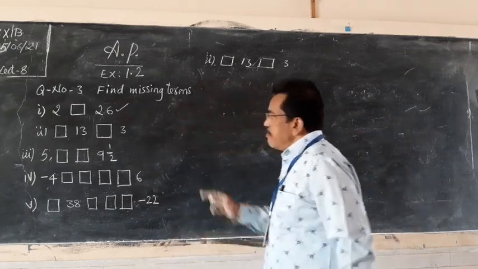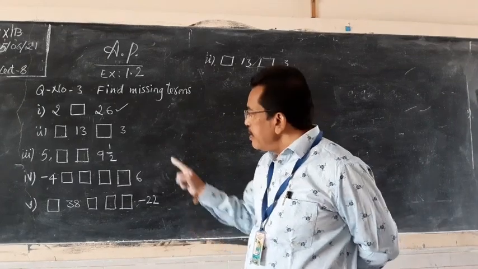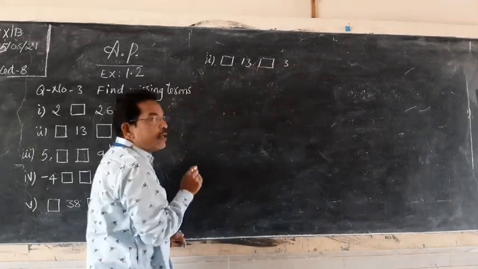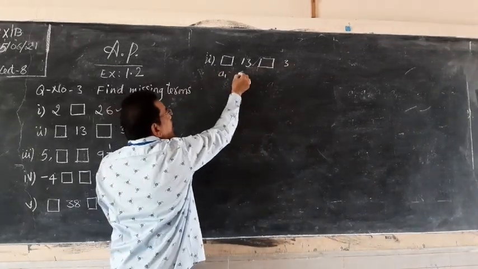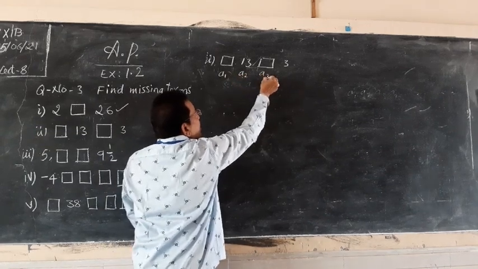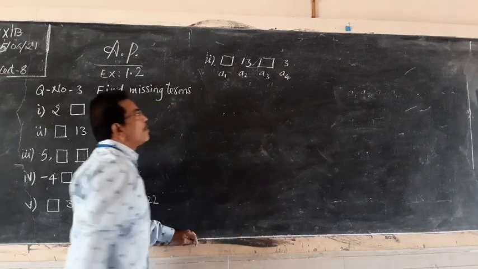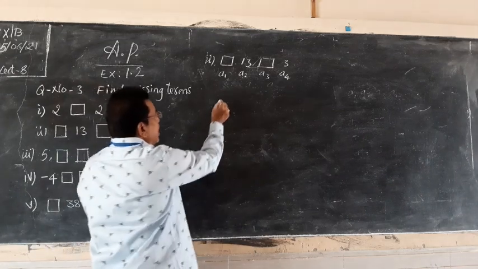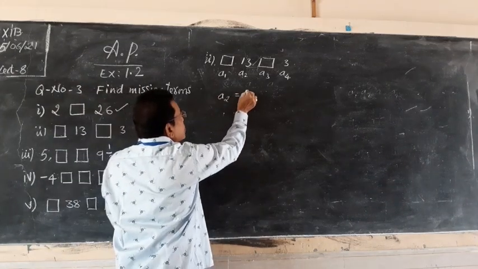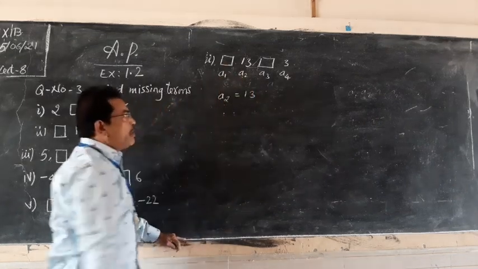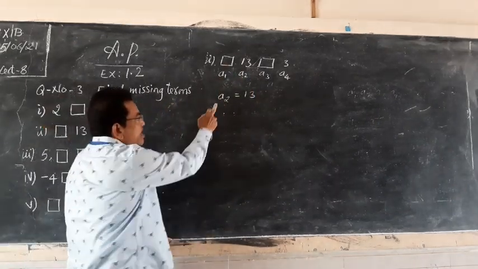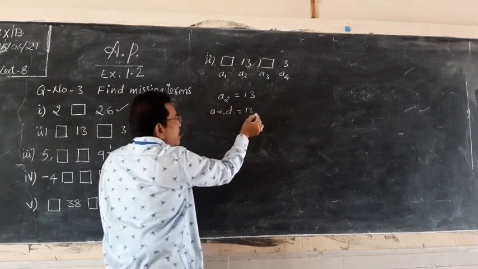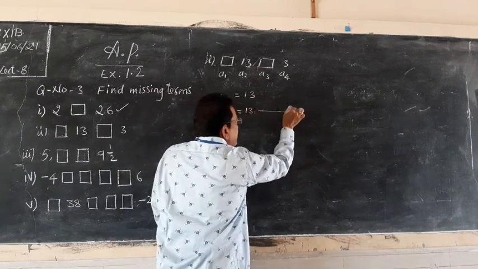The second: first term is missing, then third term is missing. Okay, I have written the question like here. A1, A2, A3, A4. Okay. Now, which terms are given? Let us write down. A2 equals 13. The second term is given, A2 equals 13. Let us write the meaning of A2. A2 means A plus D equals 13. Let us call this equation 1.